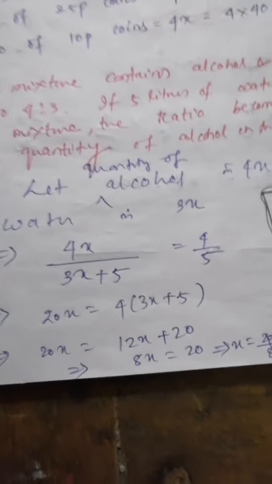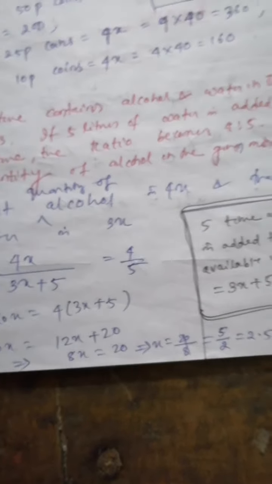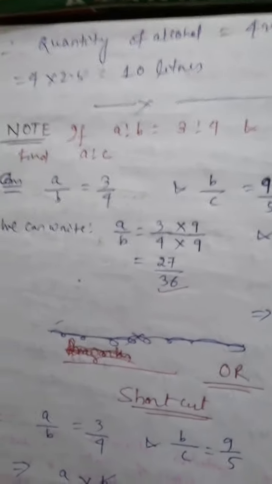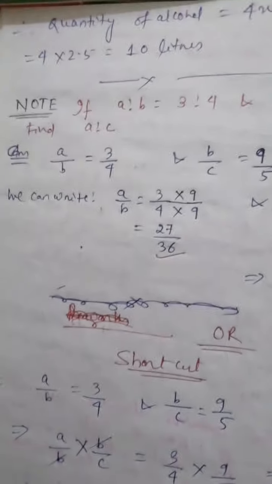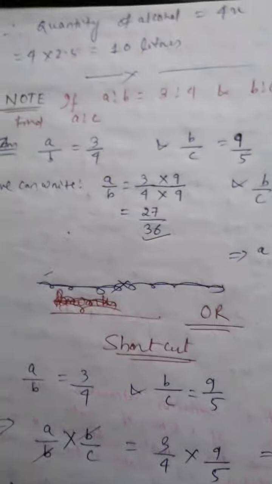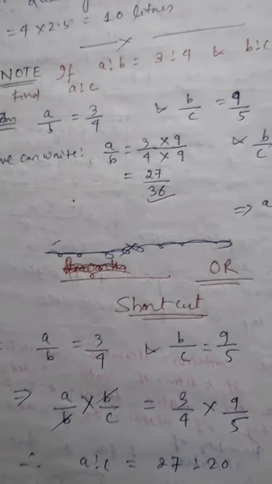Next, I will solve this and I will get x equal to 2.5. Next, the quantity of alcohol, we know, is 4x. So 4 into 2.5 equals 10 liters, which will be the answer. Next, we have to note some things here. I have taken one extra problem.